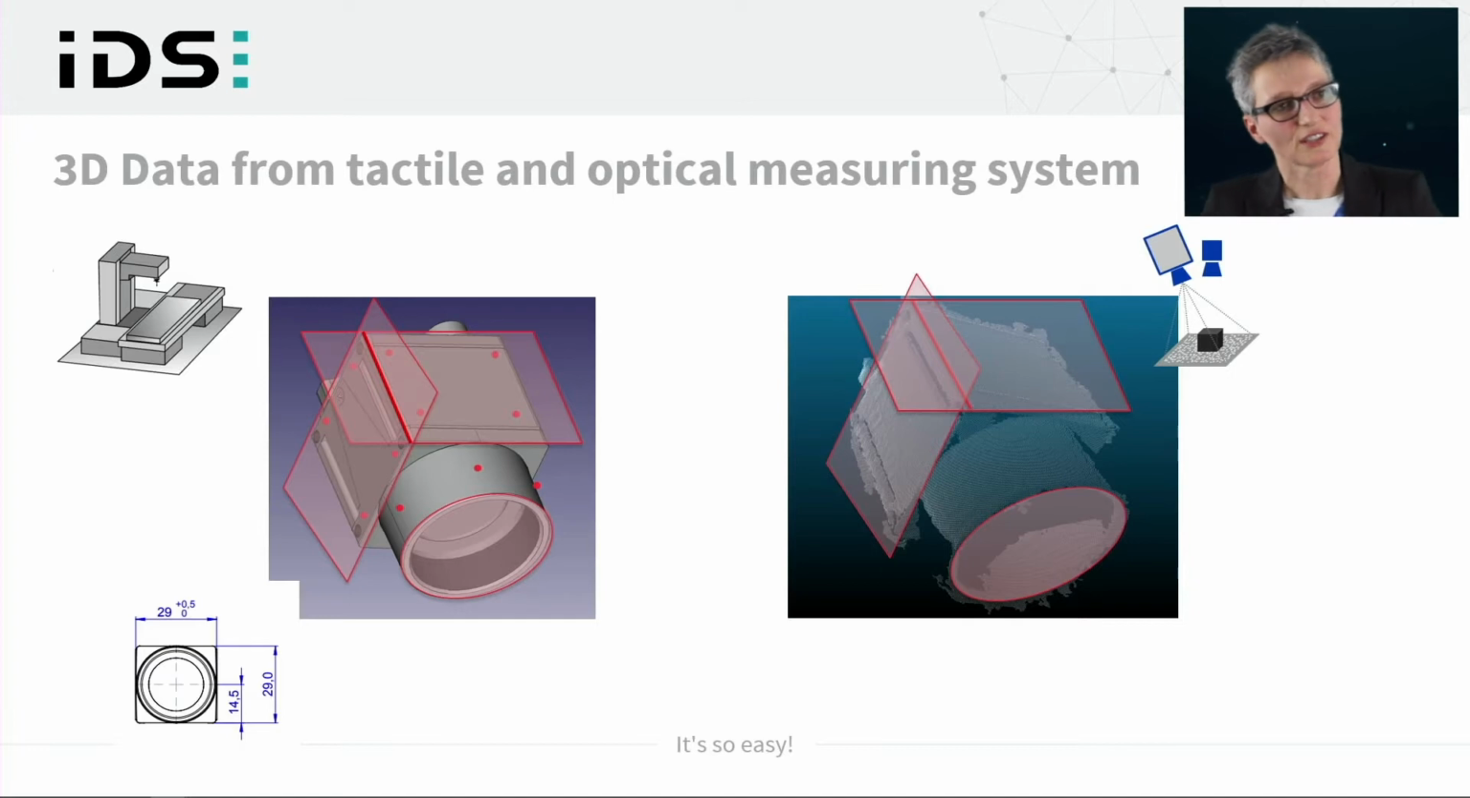So as you see, this camera is not completely covered with points. If you want to have a complete point cloud of an object, you have to take several views of the object and then calculate one complete object from these single views of the point cloud.